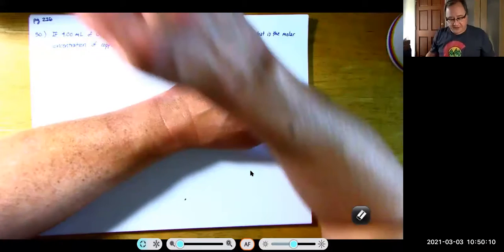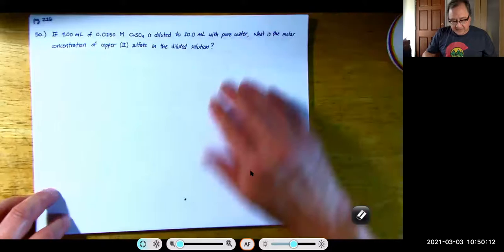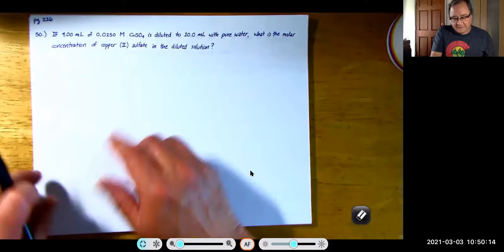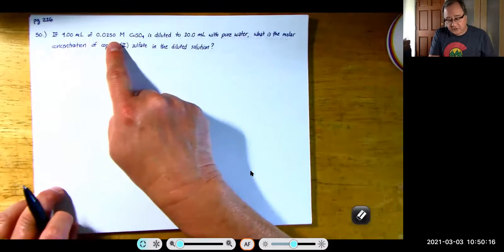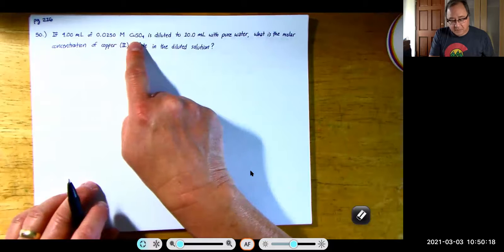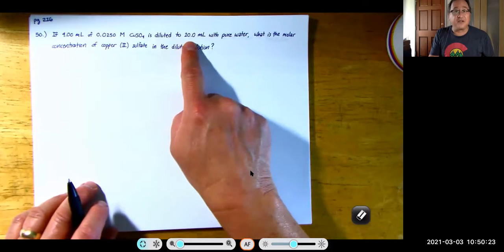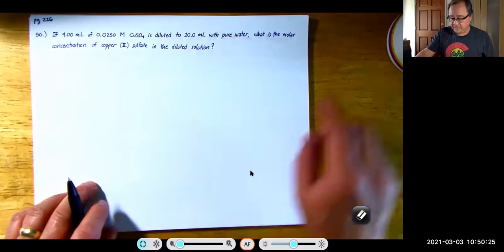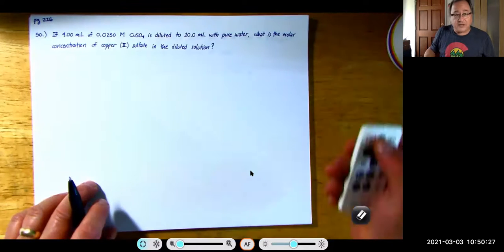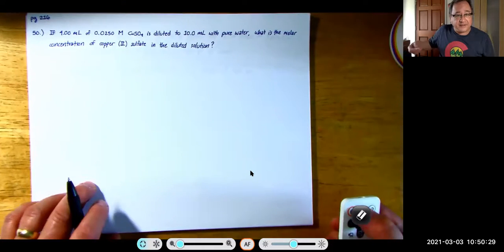And we're going to take a look at this next problem. If 5.0 milliliters of 0.025 molar copper 2 sulfate is diluted to 10.0 milliliters with pure water, what is the molar concentration of copper 2 sulfate in the diluted solution?